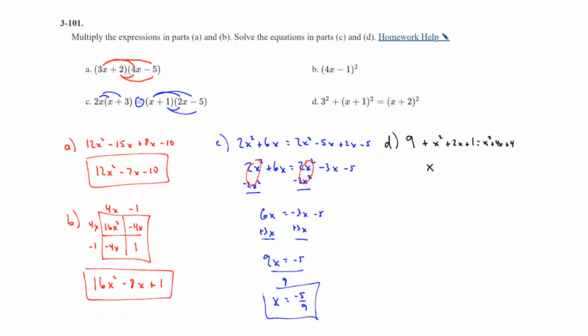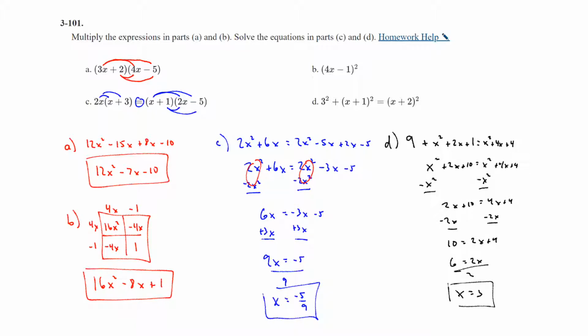So go ahead and combine your like terms. X squared plus 2x plus 10 is equal to x squared plus 4x plus 4. Once again, when we subtract x squared to both sides, we get our zeros. And that's 2x plus 10 is equal to 4x plus 4. I'm going to subtract 2x to both sides. That leaves us with 10 equals 2x plus 4. Subtract 4 to both sides. 2x equals 6, divide by 2, and x is equal to 3.